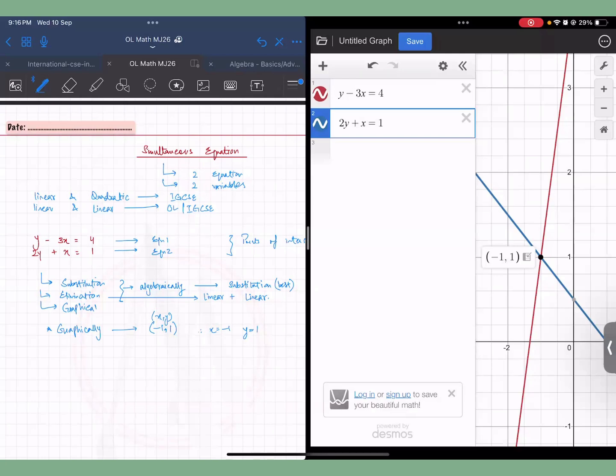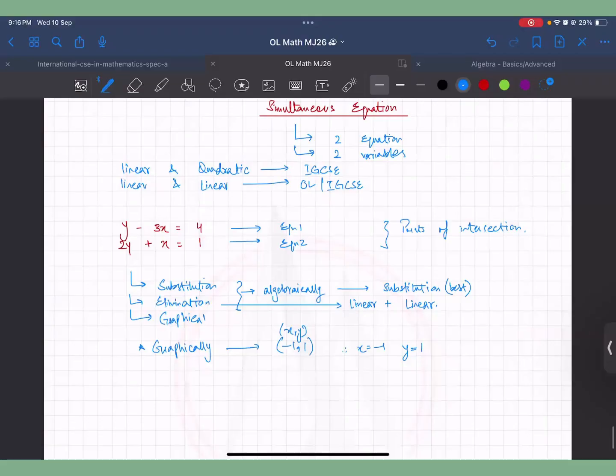This is graphically solving. If in the question they ask you to solve it graphically, you will plot both of these lines, and then you will see where they are intersecting.